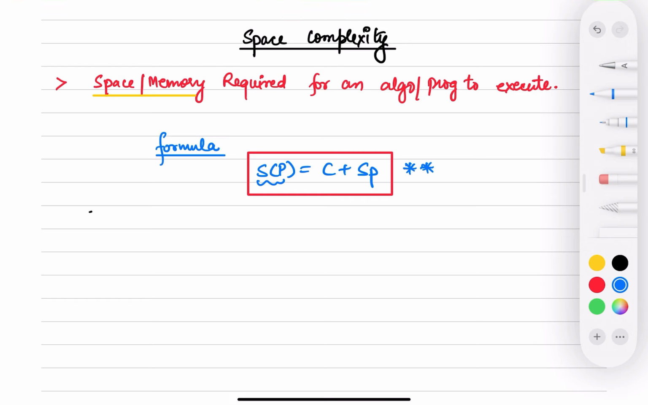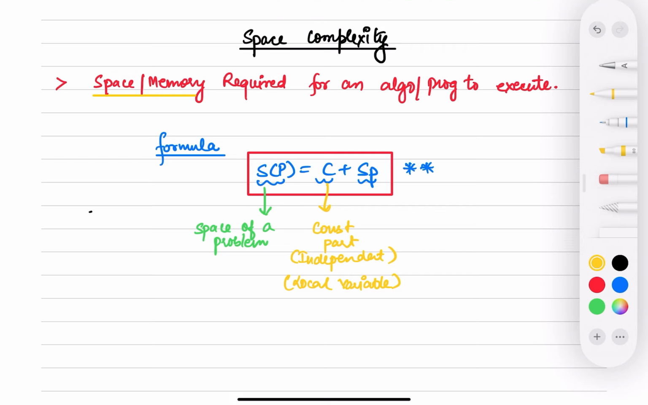It has three parts: S of P, C and S_P. What does S of P mean? It means the space of an algorithm or the space of a problem. Let me write it as space of a problem because I'm denoting it by P, so it will be a bit familiar to you. That P means space of a problem. What does C mean? C means a constant part, which is anything independent, or you can write it as a local variable, right? Any local variable which is not dependent, meaning it's fixed, right?